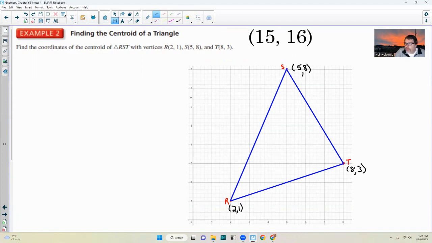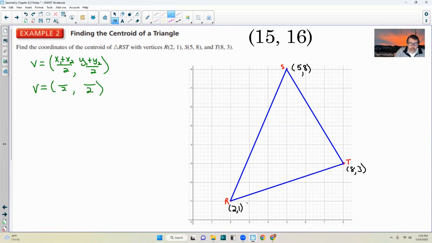Step 2, we want to find the midpoint. We want to use the midpoint formula to find the midpoint of RT, and we'll call it V. So V equals, and remember the midpoint is (x1 plus x2) divided by 2, (y1 plus y2) divided by 2. It's the average of the x's, average of the y's. So I'm going to substitute in my givens.